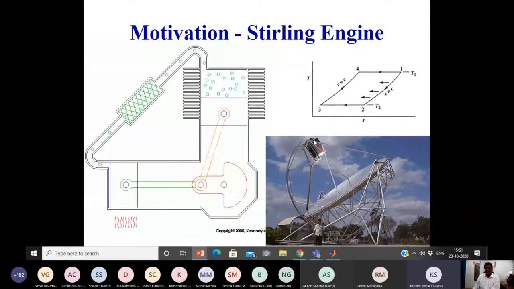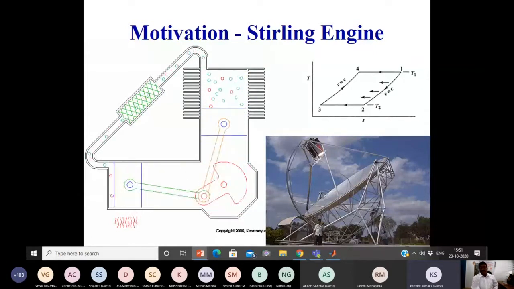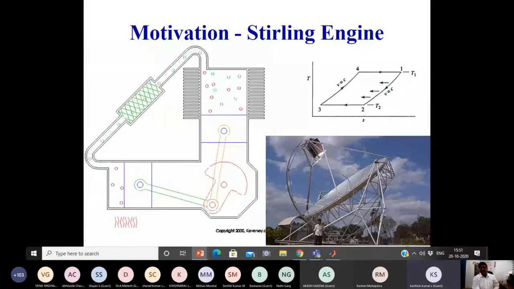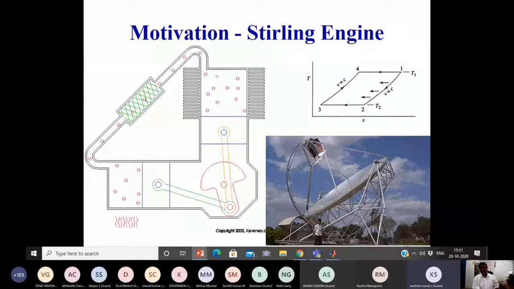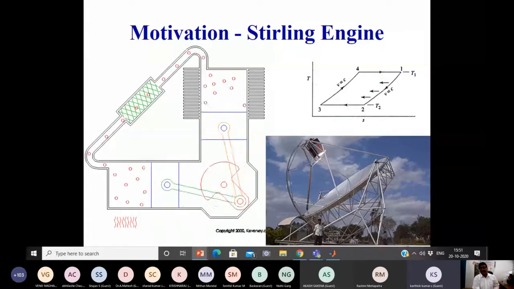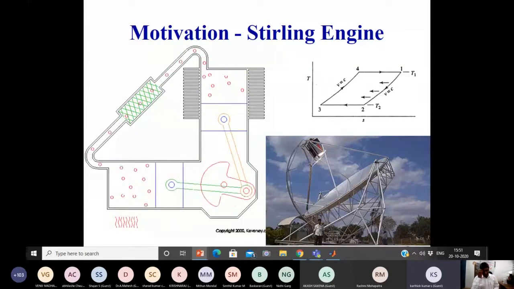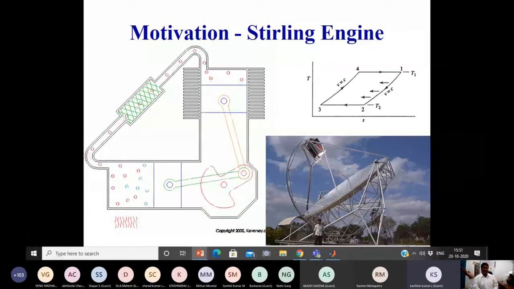The other side of this engine is the heat rejection. This is the condenser, a water-cooled condenser. Unfortunately, this water-cooled condenser, after some time, after 6 months, corroded and water leaked, and gradually the engine was corroded. That means helium also leaked.